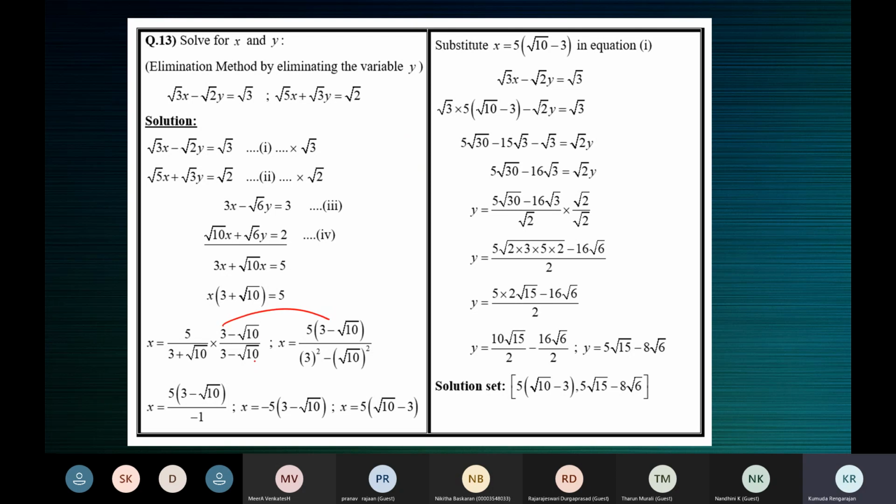Please understand this. 5 into 3 minus root 10, divided by, this is in the form a plus b into a minus b, which is a squared minus b squared. So x is equal to the numerator as it is, divided by 9 minus 10. What is 3 square? 9. What is root 10 square? 10. What is 9 minus 10? Minus 1.